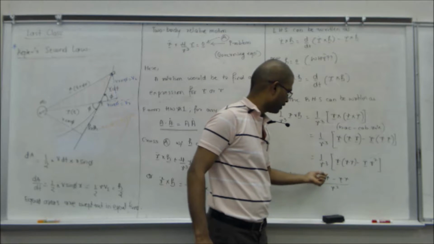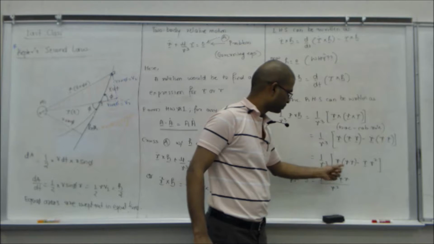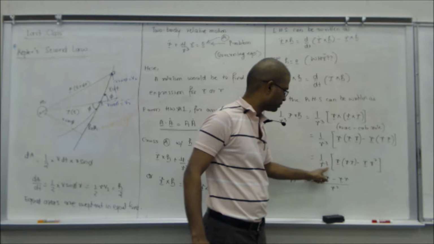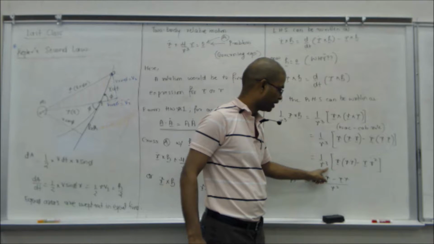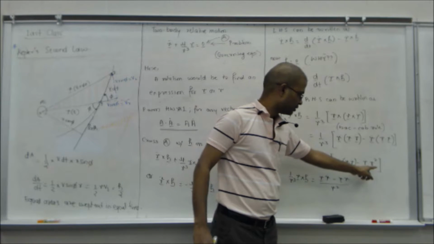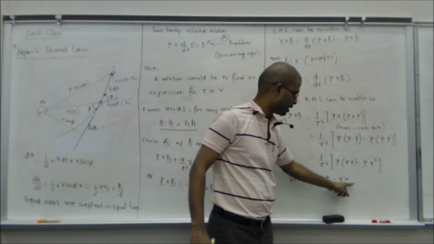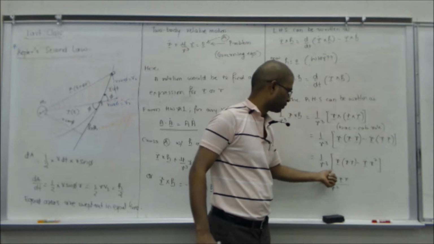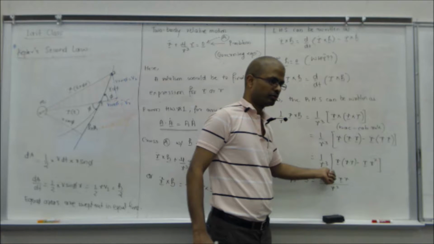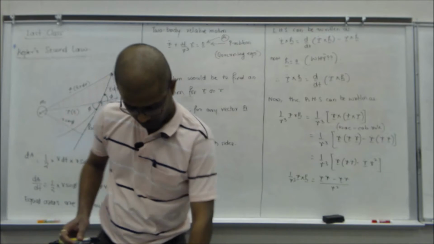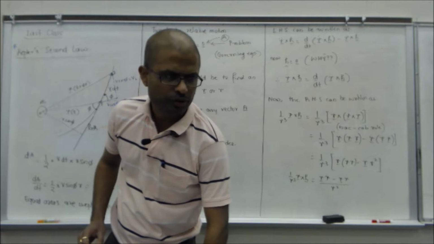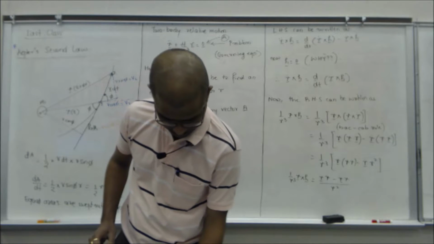Okay? So now you have, this R goes with R square, and one of the R will go with R square. Okay? Fairly simple. If you just stare at it, you'll definitely get it. Okay.